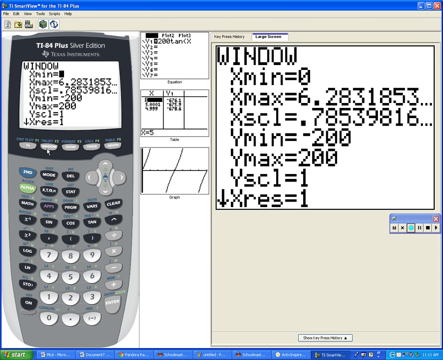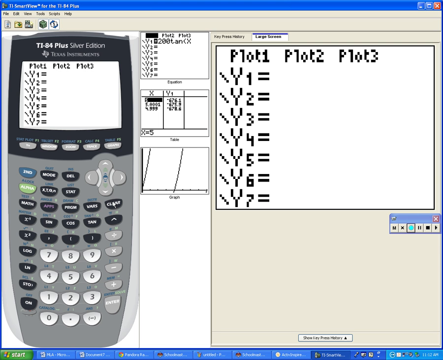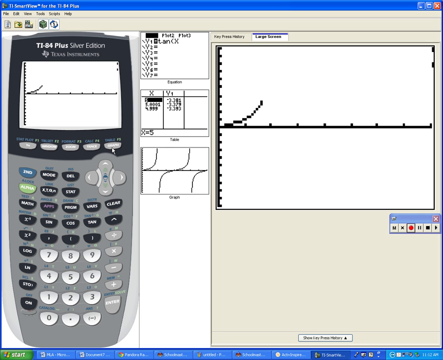It said from 0 to 2 pi, so I've got that going already. I probably do not need my y to be from -200 to 200. You want to go -10 to 10? That's probably still too much. Yeah, that's probably a little bit better. Okay, so then I have to graph tangent of theta, or we'll just use x, and then I have to graph 1/2. And what am I looking for?